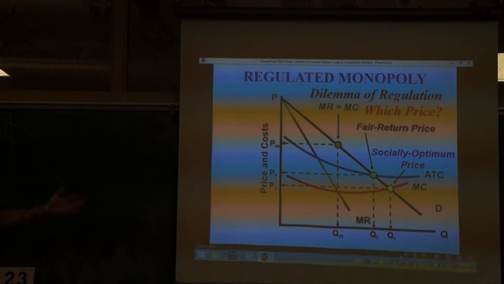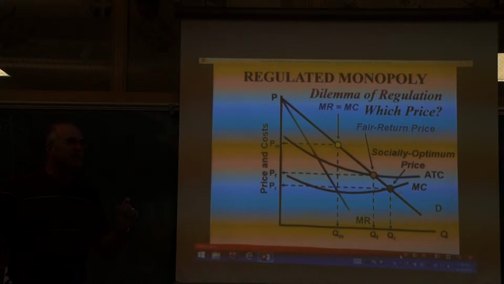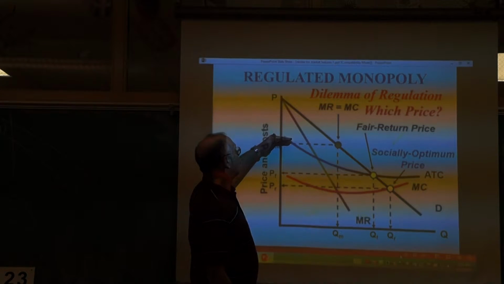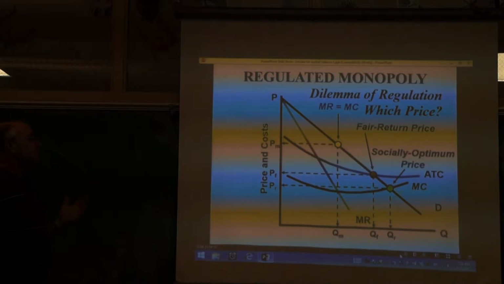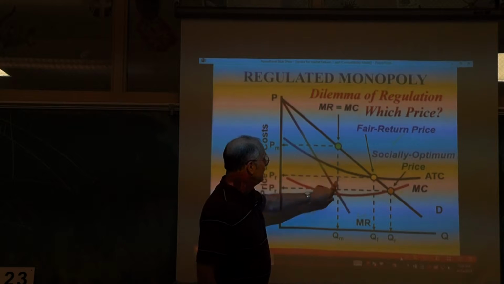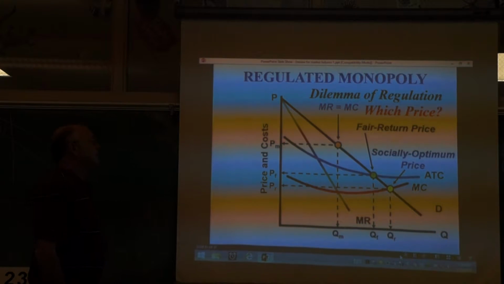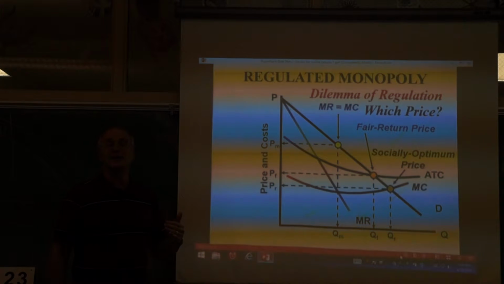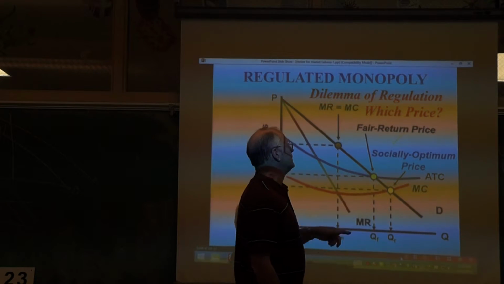So, let's just go through this. One thing, when government regulates, it doesn't regulate profits, it regulates price. So, there are three typical prices that they'll ask you about. The first one is profit maximizer: MC equals MR, right here. That's what monopolies want. They're not going to get that one. The second one is socially optimum or allocatively efficient. That's what the people would want, where MC equals demand.